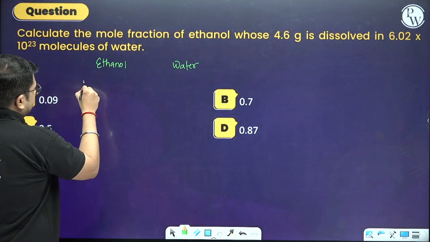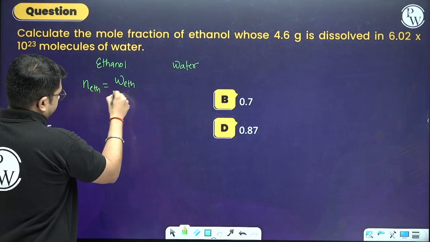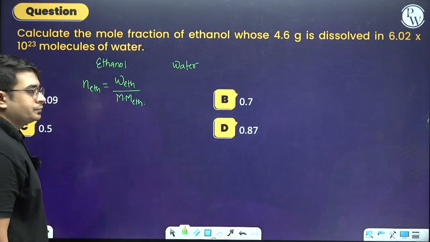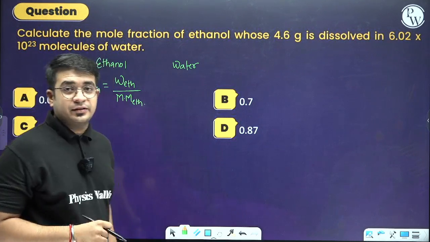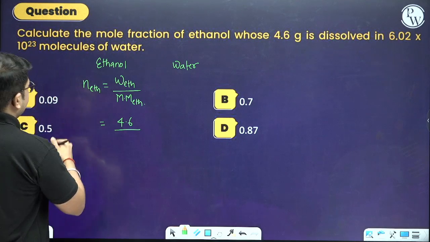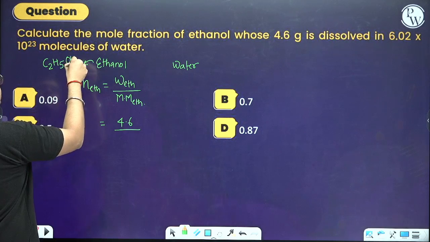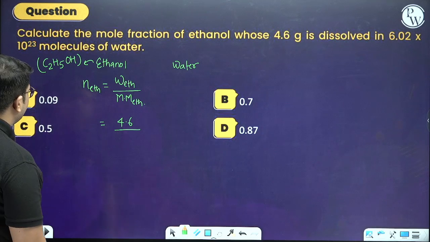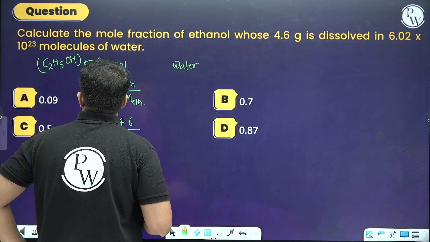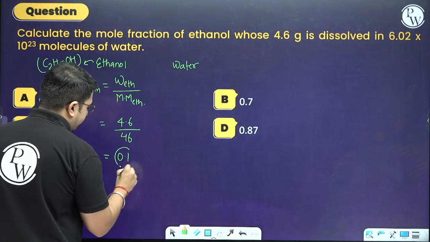So in this case, N of ethanol will be equal to W of ethanol divided by the molar mass of ethanol, because the information of weight is given. That will be equal to 4.6 divided by, in this case ethanol is having formula C2H5OH. If the formula is C2H5OH, it means we have 24 plus 6 plus 16, 46. So that will be 46. So this value is 0.1, first part.